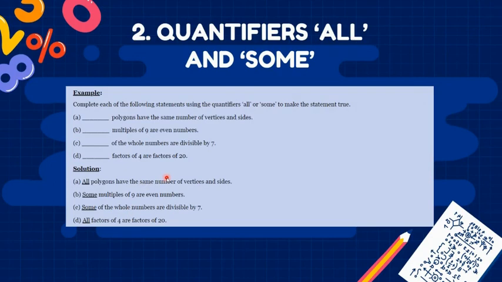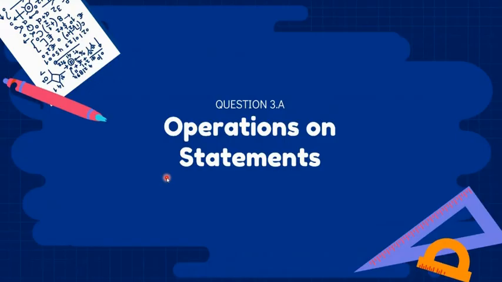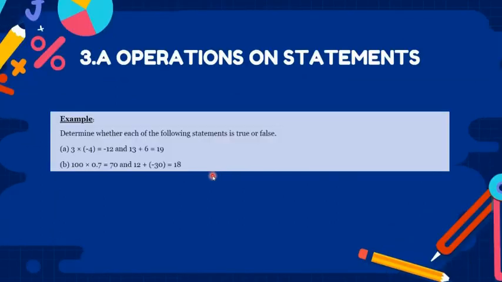And next, we're going to proceed to the third question. For the third question, we have 3A and also 3B. On 3A, operations on statements. For this question, we only have two sub-questions, so we'll go through the question first.